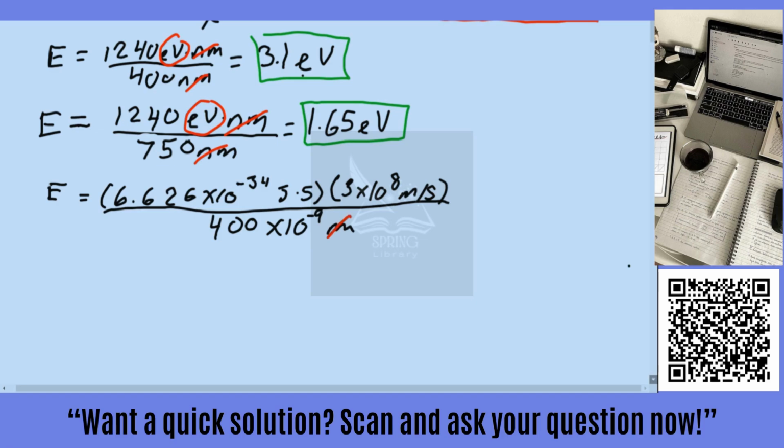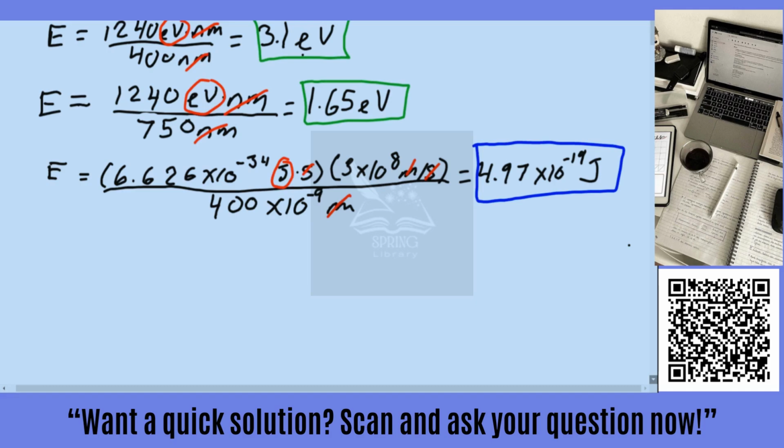So looking at units here, this is a little bit more complicated. There's a few more extra units. I have meters here and meters here, which will cancel out. I also have seconds and seconds that cancel out. So I'm left with joules, which is exactly what I'm looking for. So this just gets plugged into a calculator, and I'm given 4.97 times 10 to the minus 19 joules. And right there, gonna box that for you.